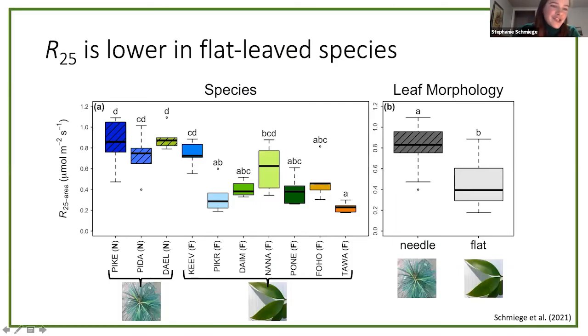When we look at respiration, what do we find? Here we're looking at respiration at 25 degrees Celsius, so our temperature is common for all of them. And our needle-leaved species are hatched, so you can see all of those here. And you'll notice that generally they tend to have a higher respiration than our flat-leaved species. And when we group them by leaf morphology, that difference actually is significant. And so we're seeing that there may be an energetic cost to that needle-leaved foliage that is not present in the flat-leaved plant leaves. Okay, and that may lead to them being less successful in these low light environments.